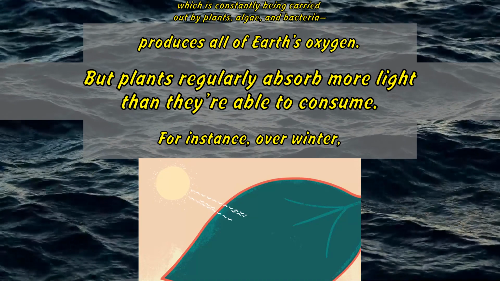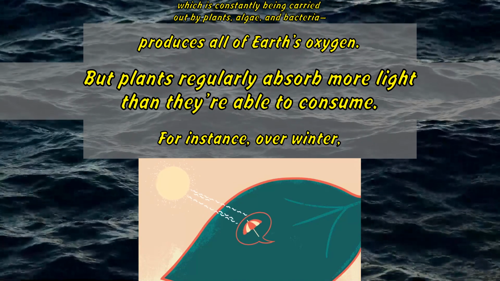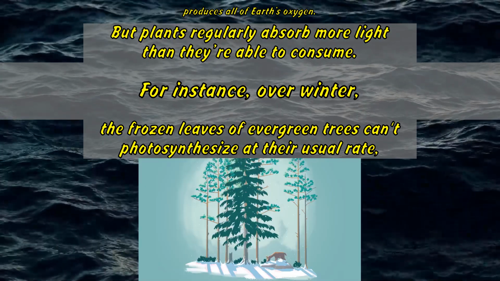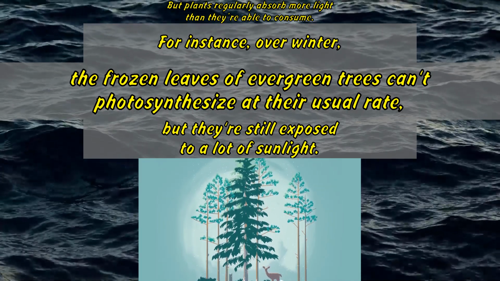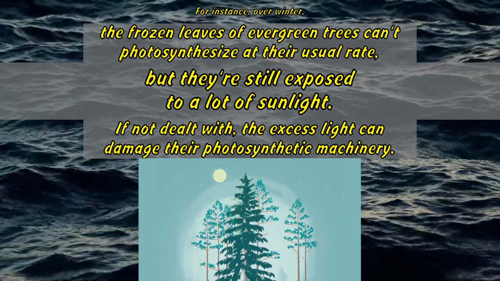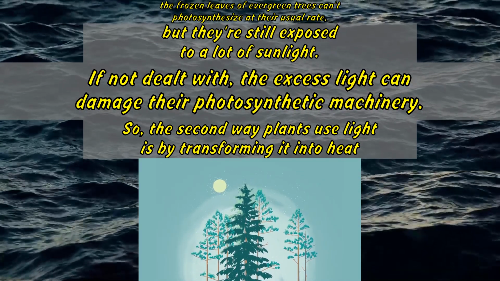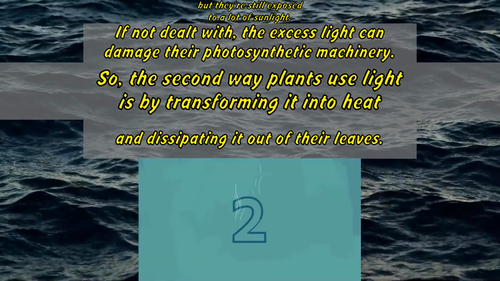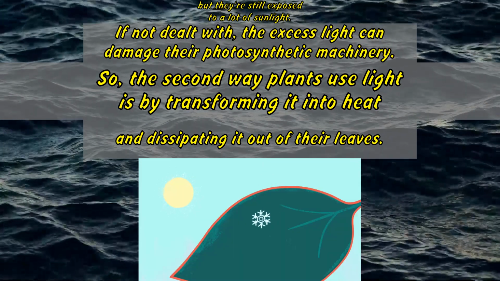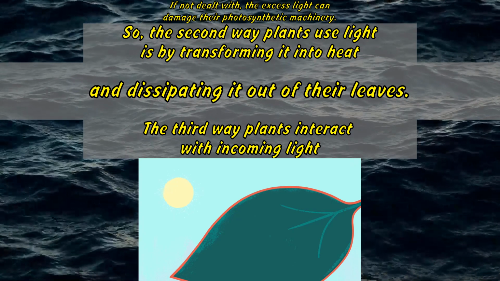But plants regularly absorb more light than they're able to consume. For instance, over winter, the frozen leaves of evergreen trees can't photosynthesize at their usual rate, but they're still exposed to a lot of sunlight. If not dealt with, the excess light can damage their photosynthetic machinery. So, the second way plants use light is by transforming it into heat and dissipating it out of their leaves.